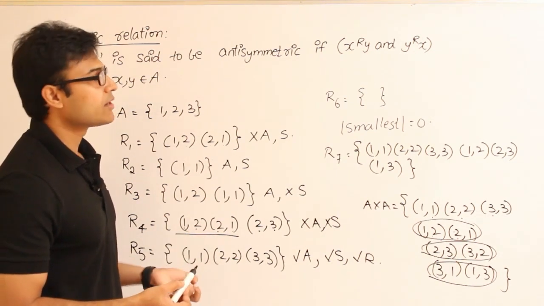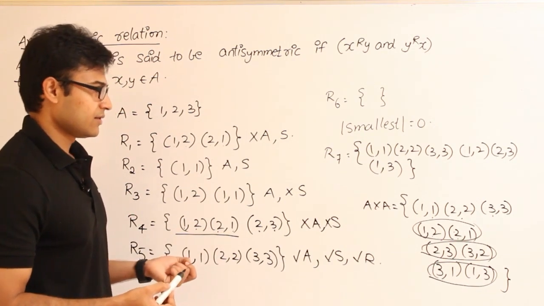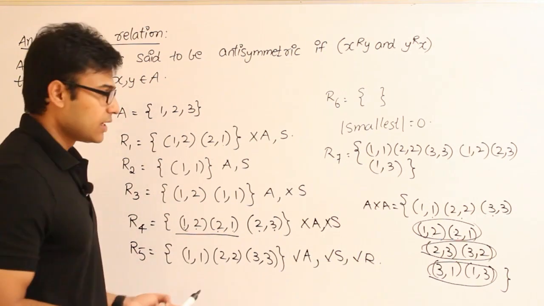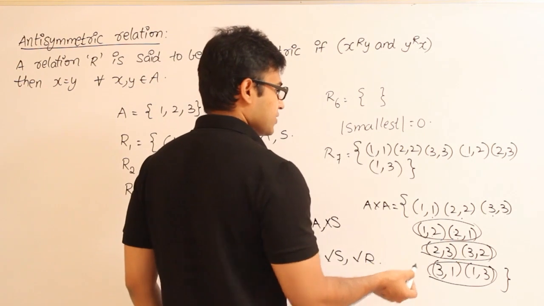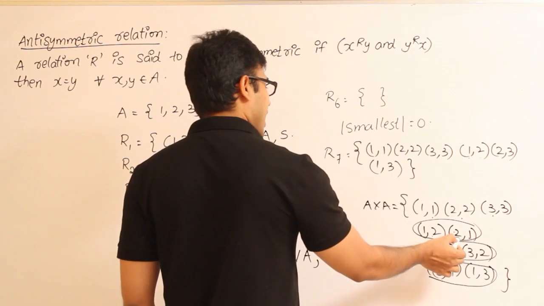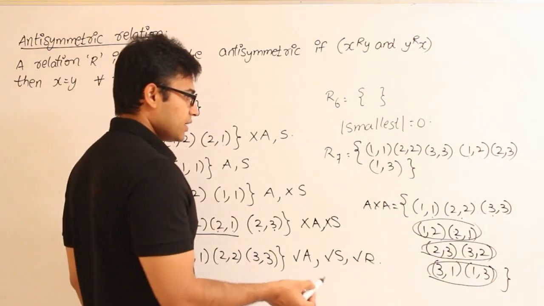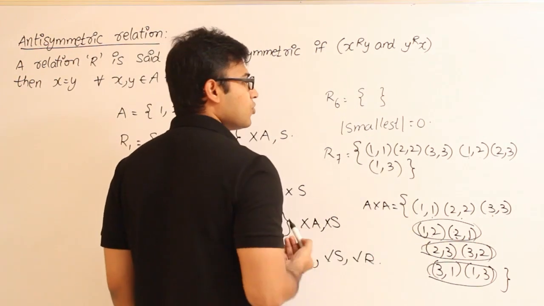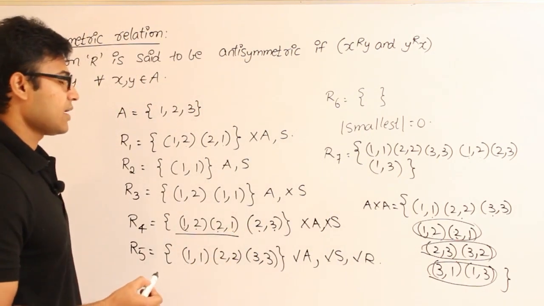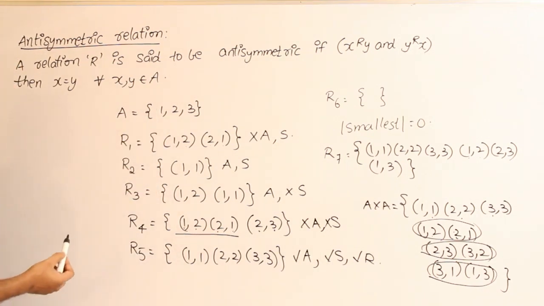So how can you say that it is the largest relation which is antisymmetric? If you add any element into this relation, then the relation fails to be antisymmetric. For example, if you try to add 2 comma 1, because 1 comma 2 is already present, adding 2 comma 1 is going to make it not antisymmetric, right? Similarly, you cannot add any more elements. That is why this is the largest relation which is antisymmetric, which is possible on the set A equal to 1 comma 2 comma 3.